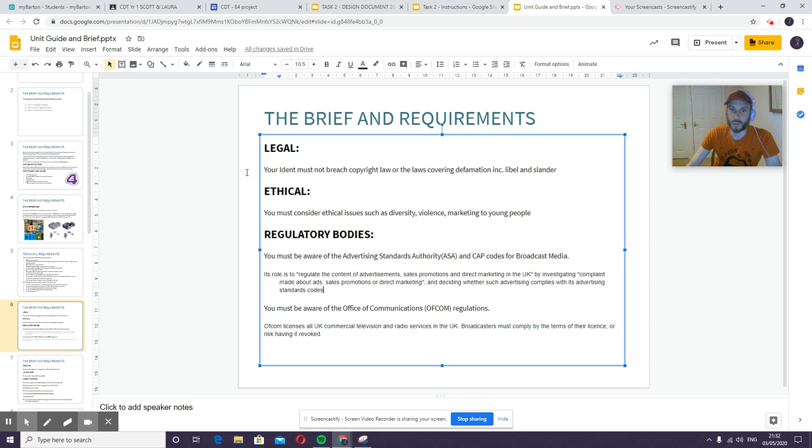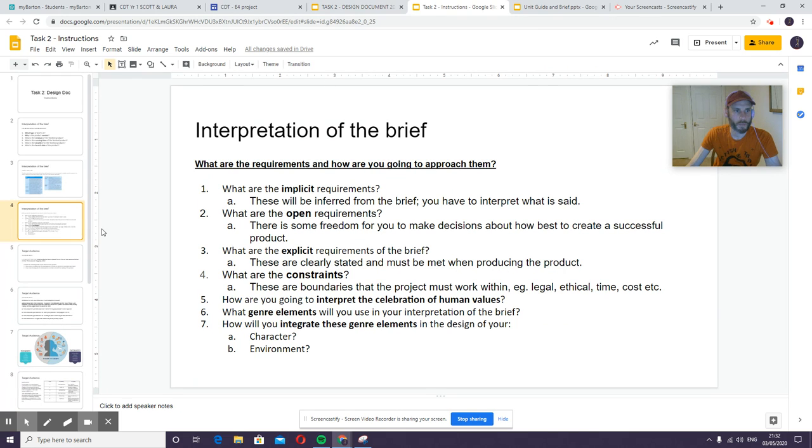Okay, so you don't need to go into too much detail on this just now. You will have a slide later on where you need to specifically discuss these things and how you're going to deal with these laws and showing that you understand what the copyright law is in the UK, etc. For the time being, you just need to summarize this and be aware that there are these constraints on you. So that's the interpretation of the brief.